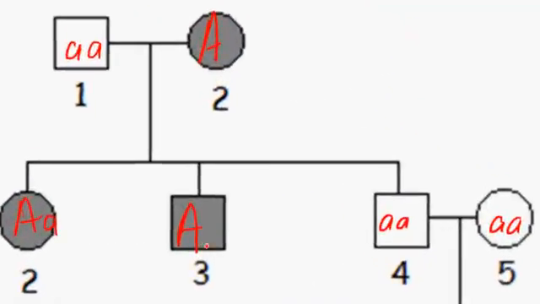Let's see, do we know this boy here? Oh, what did he get from his dad? He must have gotten a little a from his dad and the big A from his mom. What about his mom? Do we know his mom? We do, because she had a son down here that is little a, so that means what did he get from his mom? He must have gotten a little a. And we know everybody on the pedigree.